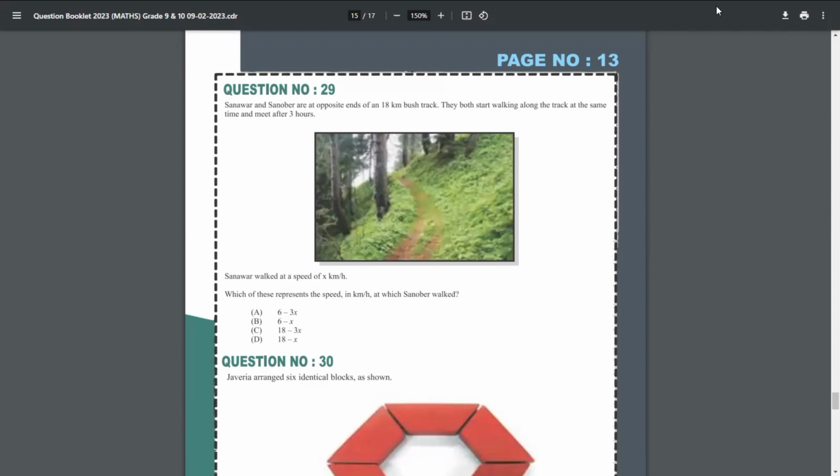Question 29. Sanawar and Sanobar are at opposite ends of an 18-kilometer bush track. They both start walking along the track at the same time and meet after 3 hours. Sanawar walked at a speed of x kilometers per hour. Which of these represents the speed in kilometers per hour at which Sanobar walked? So the correct answer is option B, 6 minus x.